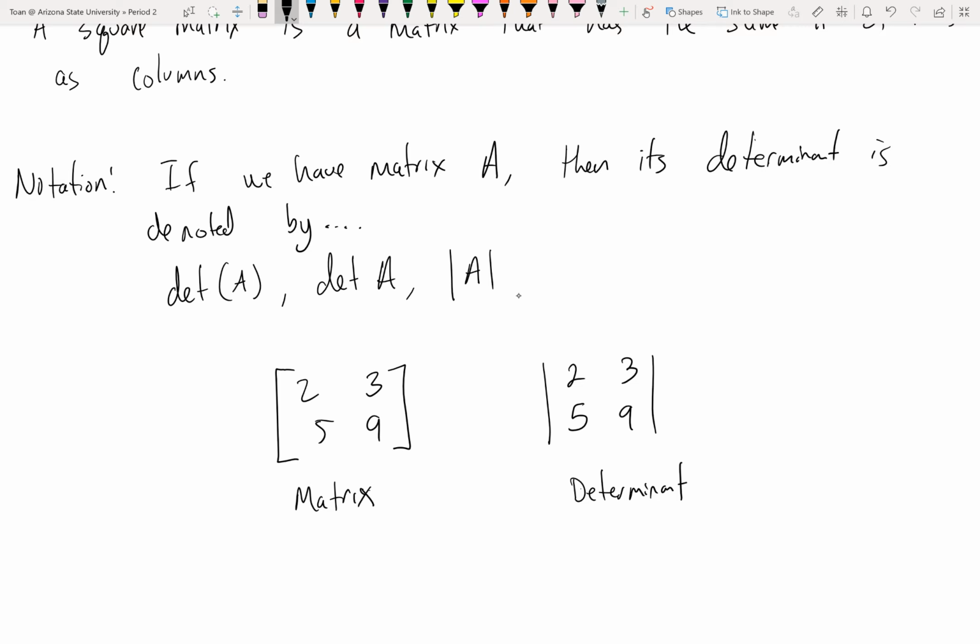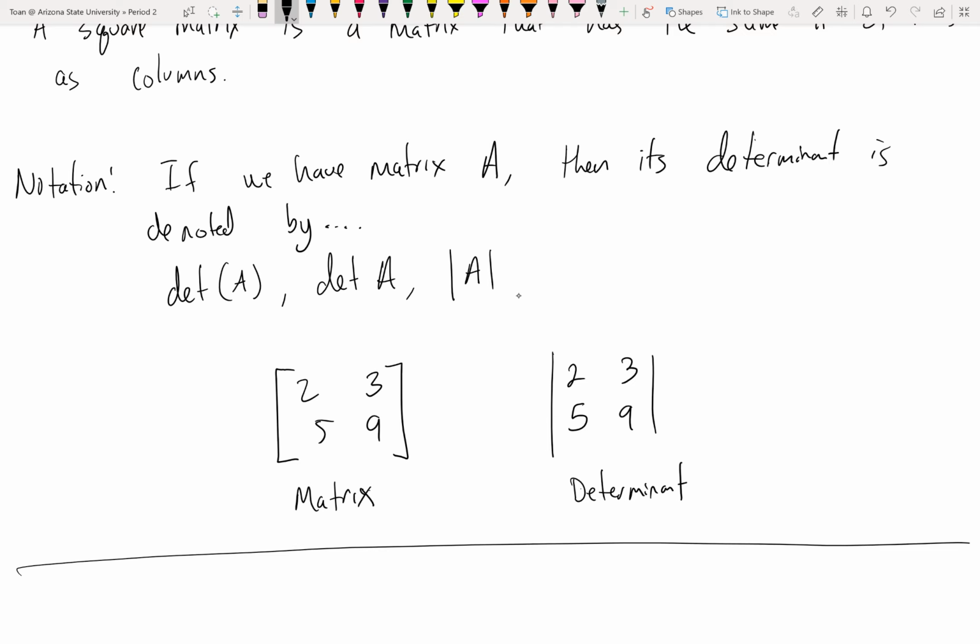So just be careful of your notation. If you mean a matrix, make sure you use a square bracket. If you mean determinant, you do a vertical line. I can't tell you how often in the past students going, hey, find the determinant of 2, 3, 5, 9. So they write this, and I'm going, that's not a determinant, and they start arguing with me. So it's just a little nitpicky notation. If you're going to talk about determinants, use vertical lines. If you're going to talk about a matrix, use a square bracket.